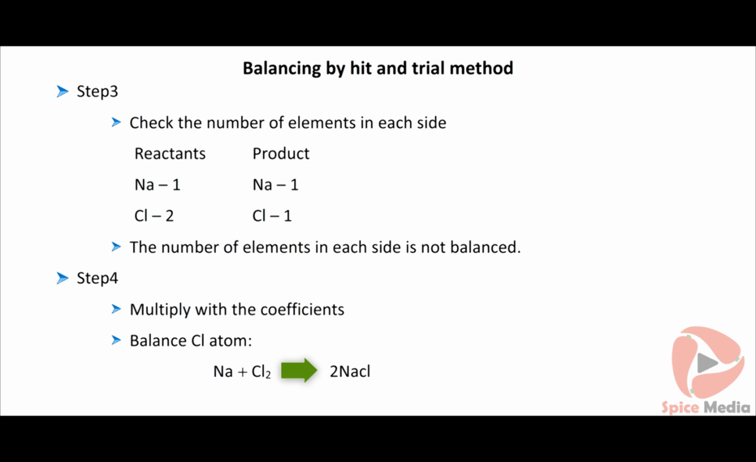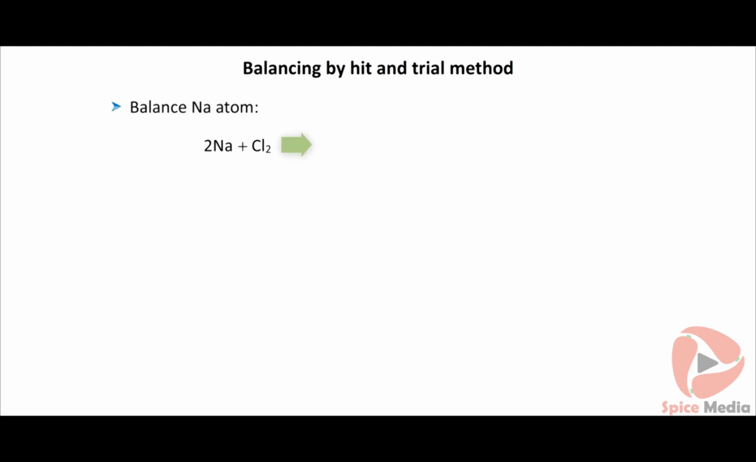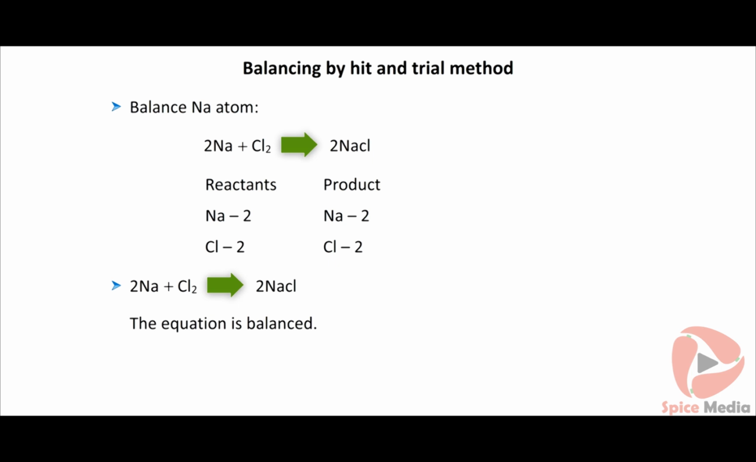Then the sodium atom is unbalanced. There are 2 atoms of sodium on the product side and only 1 on the reactant side. In order to balance the sodium atom, the atoms of sodium on the reactant side are multiplied by 2. Reactants: Na 2, Cl 2. Products: Na 2, Cl 2. 2Na plus Cl2 gives 2NaCl. This equation is balanced.